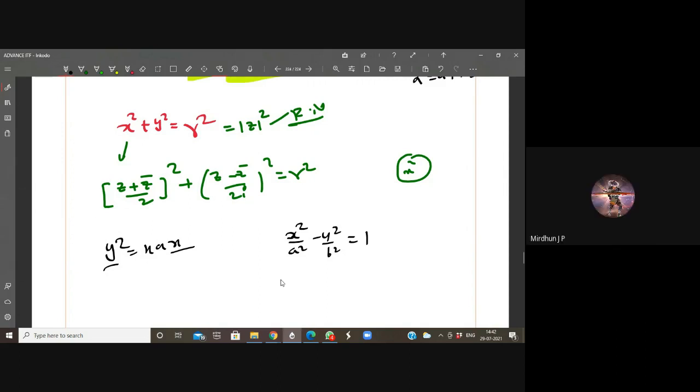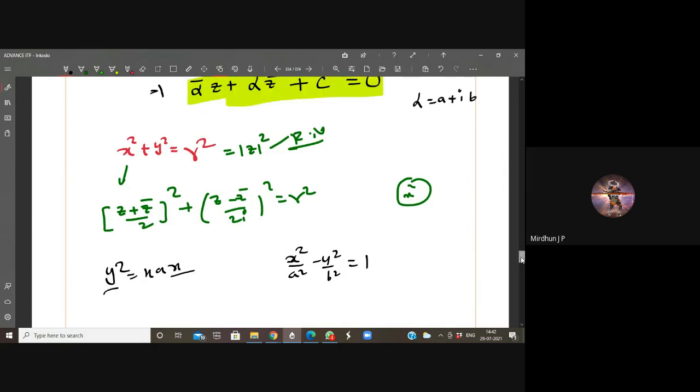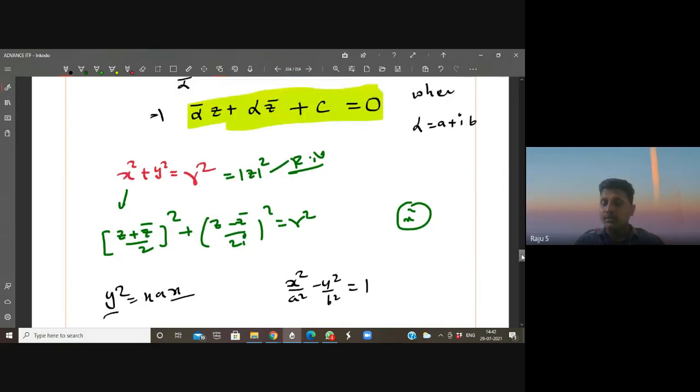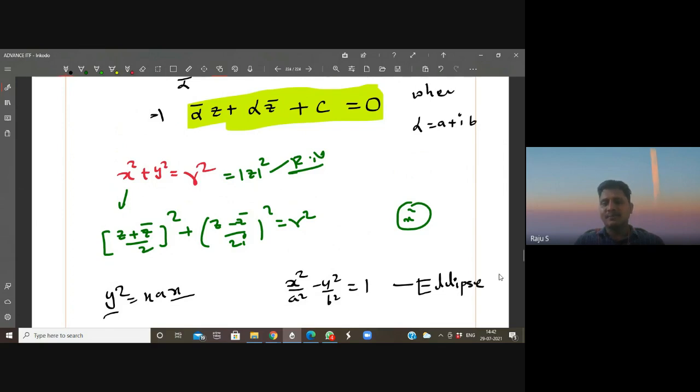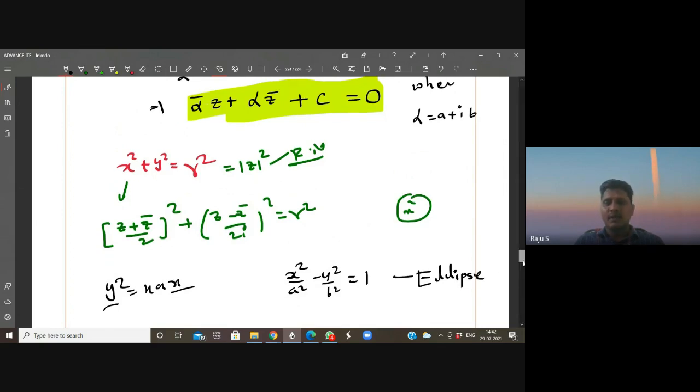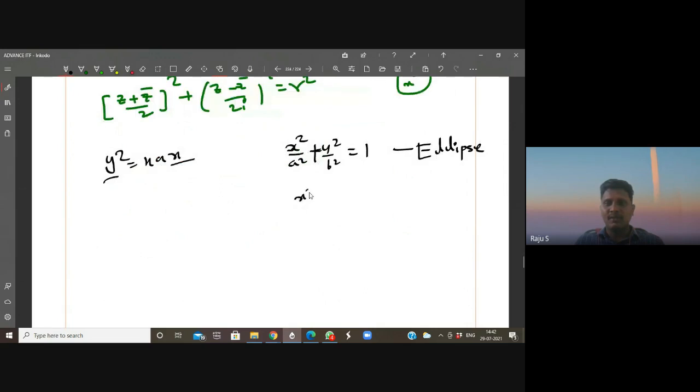Sir, can you say what are these equations? You said x square by a square minus y square by b square is equal to 1, no, sir? This is called ellipse. Sorry, here it is plus, it is ellipse. x square by a square minus y square by b square is equal to 1, it is called hyperbola.